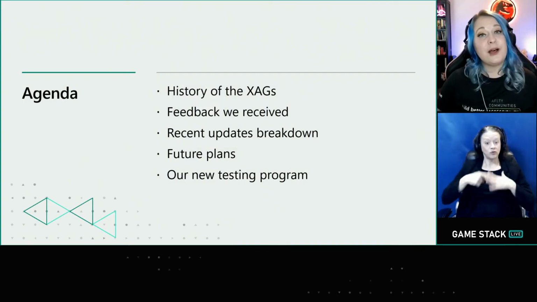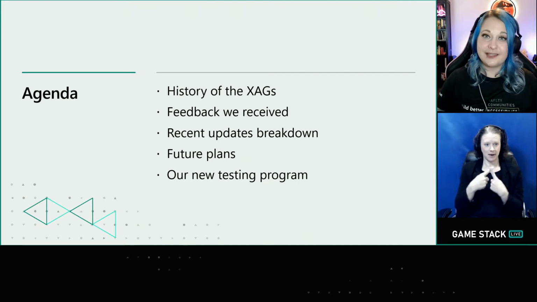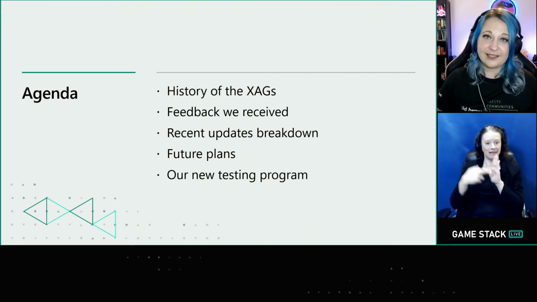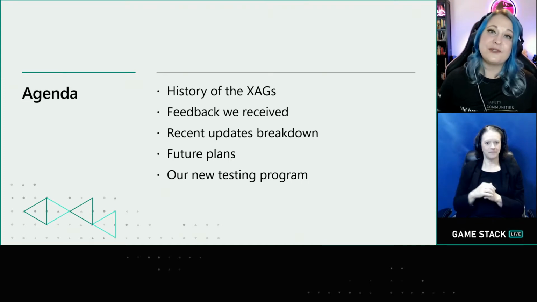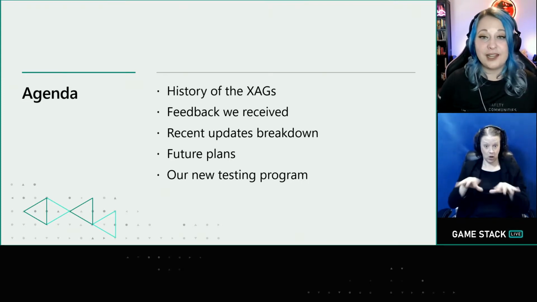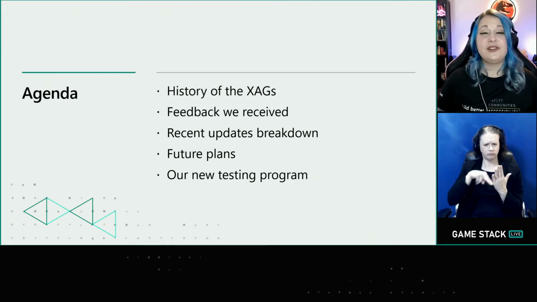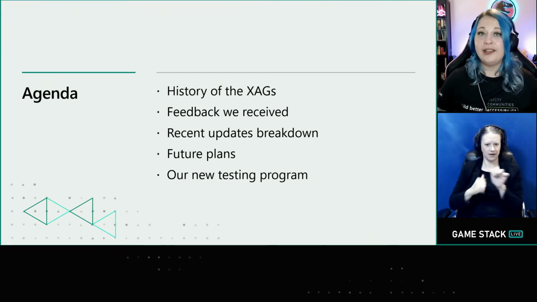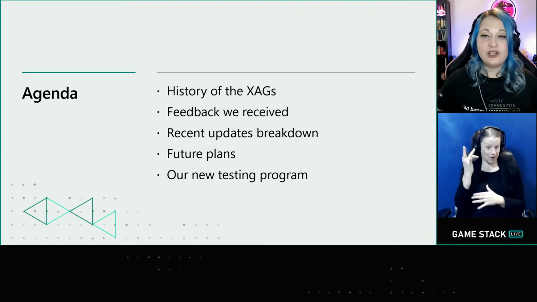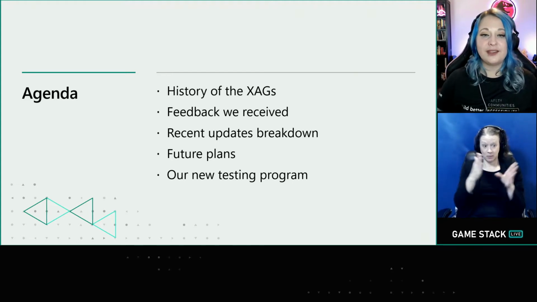Now, to kick off the agenda, we're first going to talk about the history of the Xbox Accessibility Guidelines, or as you'll frequently hear us call them, the XAGs. We'll next go into the feedback that we received after they launched and how that made us decide to make some updates. We'll go into the breakdown of everything that we changed and why, discuss a little bit of future plans, as well as tell you about our new testing program.